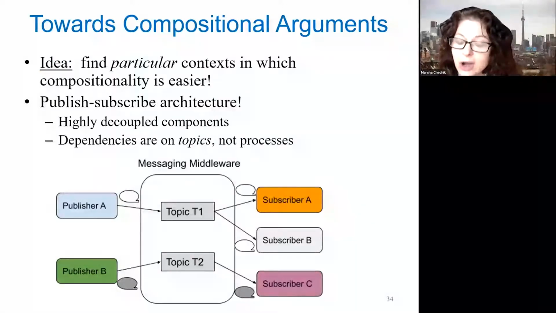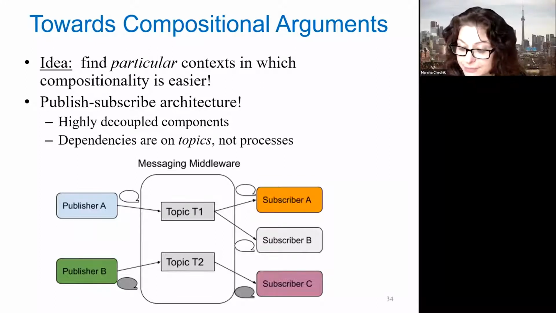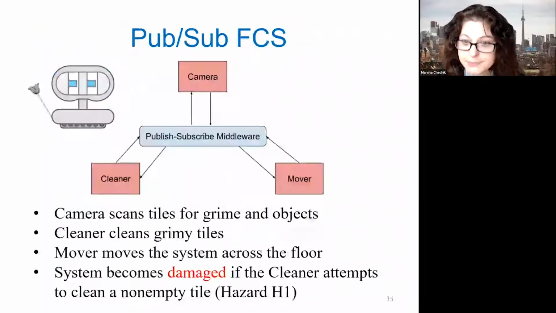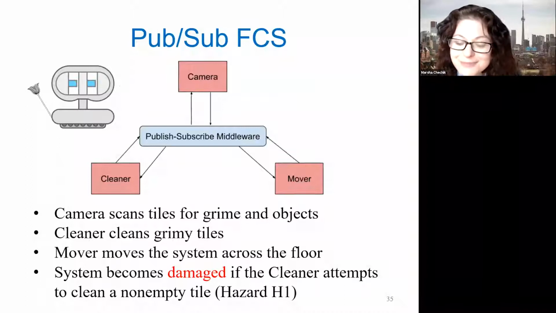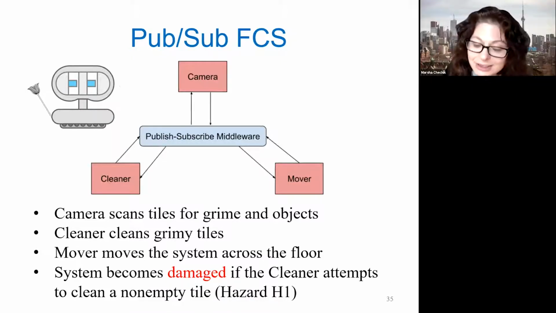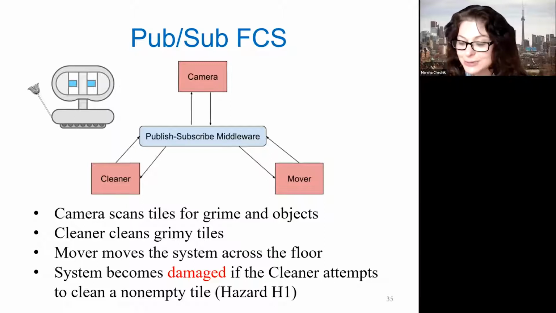So what we've been trying to do is find contexts where you can reason about this more effectively, and the specific space where we're building compositional safety is in the world of publish-subscribe systems, where we have highly decoupled components, and they depend on each other based on topics through which they talk to each other, not variables or processes. In my floor cleaning system, I could imagine that I have a component camera, a component cleaner, and a component mover, and they all talk to each other through this publish-subscribe middleware. Camera scans tiles for grime and objects, cleaner cleans grimy tiles, and mover moves the system across the floor, and all of this works very well.